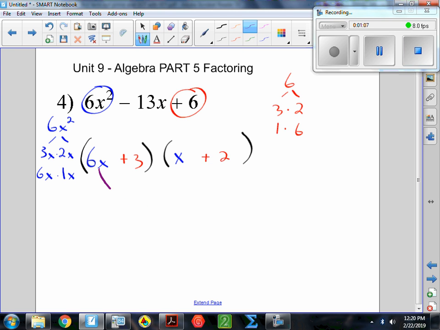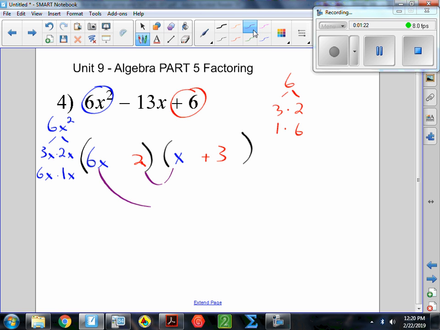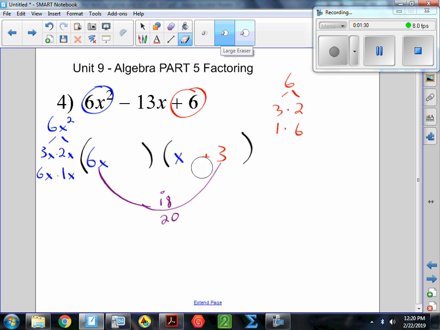when I do my checking, I have 6 times 2 is 12, plus 3. 12 plus 3 is 15, so that doesn't work out for us. So I'm going to switch my 3 and my 2. Now when I check it, I have 2 and 18, which gives me 20. So that also didn't work. So 2 and 3 did not work.